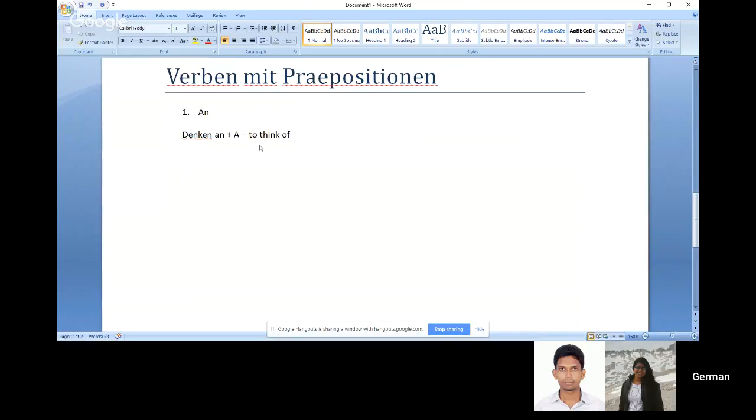So whenever in a sentence you want to say I think upon something or I think of something, you would be using ich denke an something. Ich denke an Deutschkurs, an mein Deutschkurs. I think of my German course. So similarly, when you would be using the verb, you would have to associate the preposition with it if you want to say this meaning.